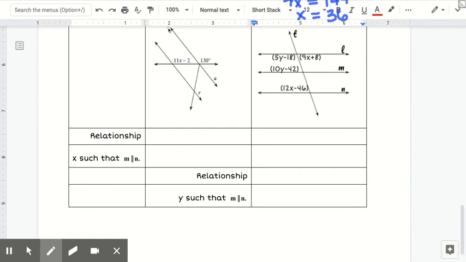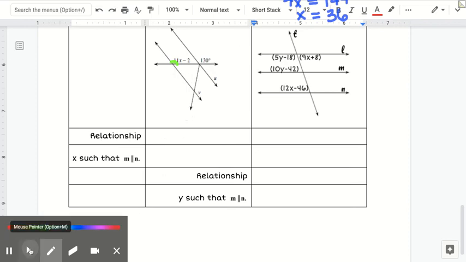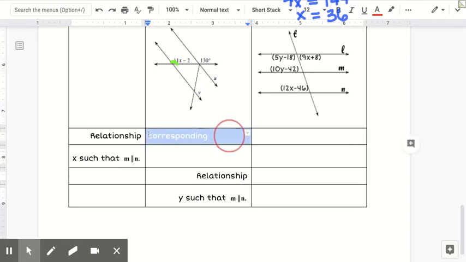Okay, so on the first one here, we've got these two lines that we're trying to prove are parallel. So this line is the transversal that relates these two angles, and this is maybe just a tiny bit ambiguous, but the 11x minus 2 belongs to this angle over here. It's a little bit closer to that vertex than it is to the other one there. So these two angles are corresponding. That's the relationship.